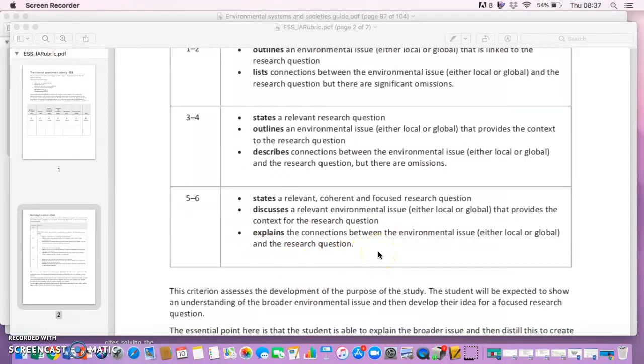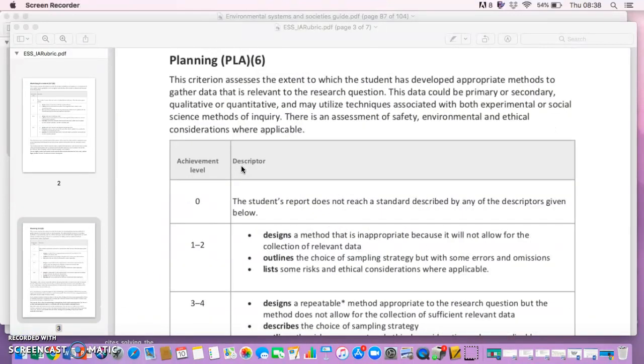So you can't just discuss the issue and then lay out the question. You have to make those connections explicit. So you really have to say what you think it is that you're planning to achieve and how you're going to achieve that. Right, planning. So planning is saying how you are going to collect some information. How are you going to collect this data, whether it's qualitative or quantitative? What techniques are you going to use? What are your variables going to be? Okay, what exactly are you doing in the IA?